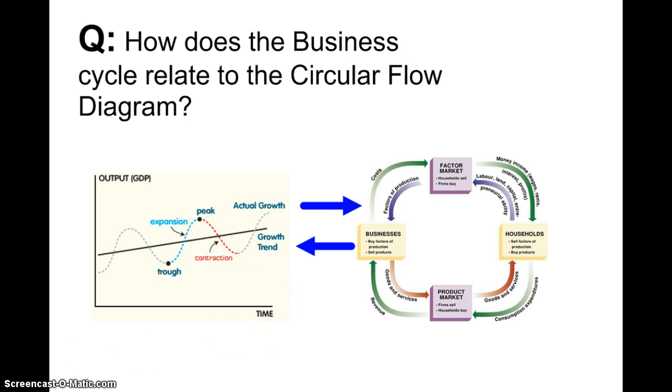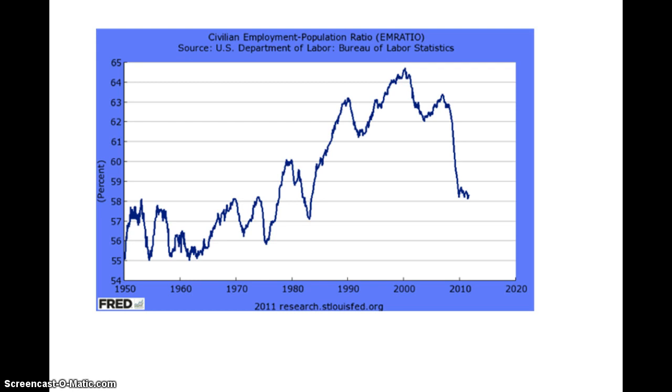If we look at this slide, it is plotting the civilian employment to population ratio. In other words, what percentage of the population is employed from 1950 to 2010. And I hope you'll notice that it actually looks a whole lot like a business cycle. So we can actually see the business cycle. It's not just a theory. It actually plays out in our economic data. And you can see all these little phases of the business cycle.